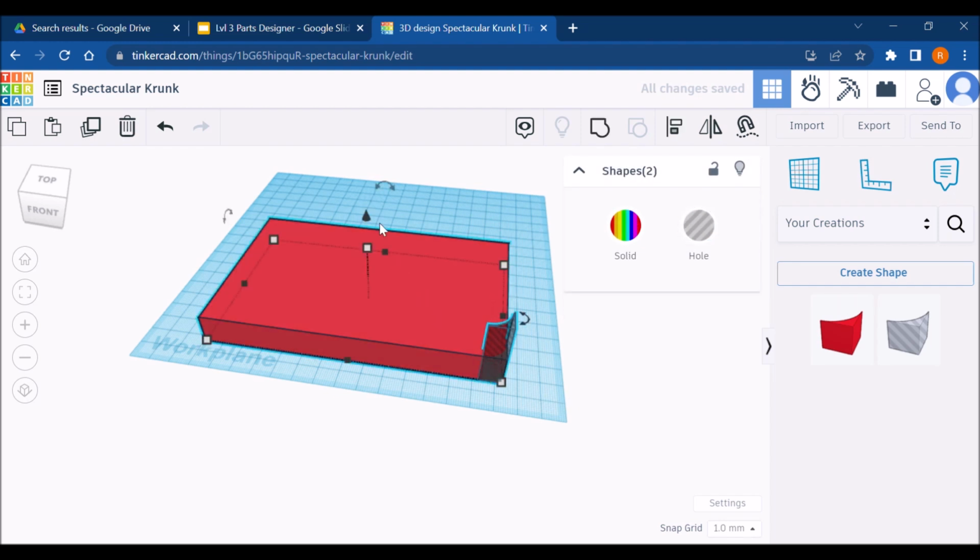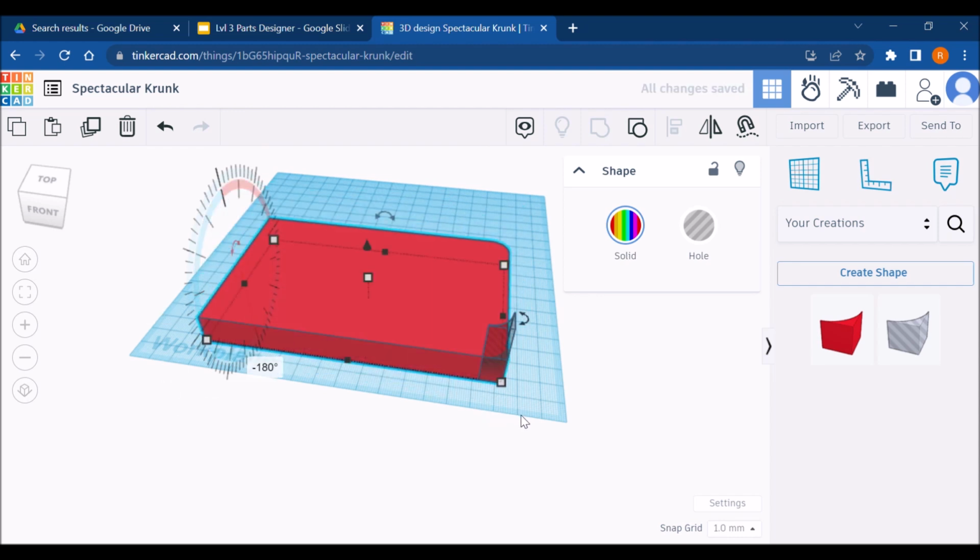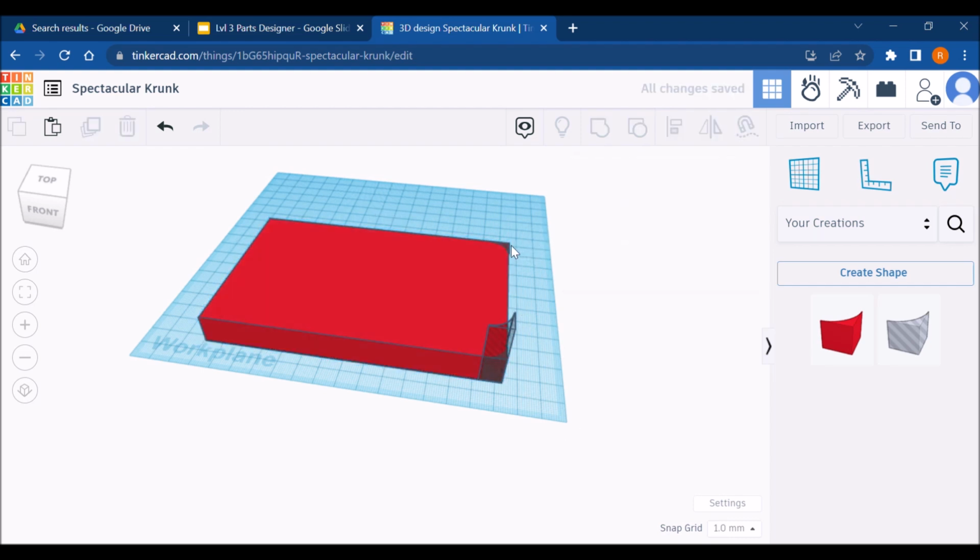Click shift. Select this guy. Group the duplicate to my rectangle. Flip this guy over 180 degrees. Then watch this. I'm going to ungroup this. These fillets are both in the correct position.